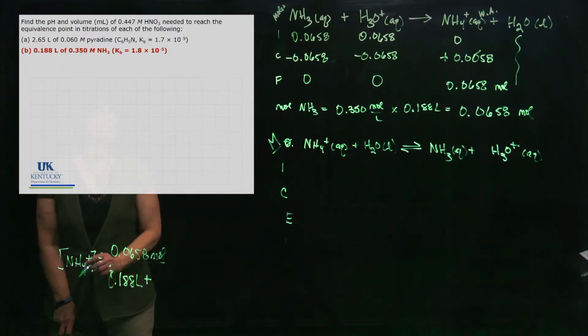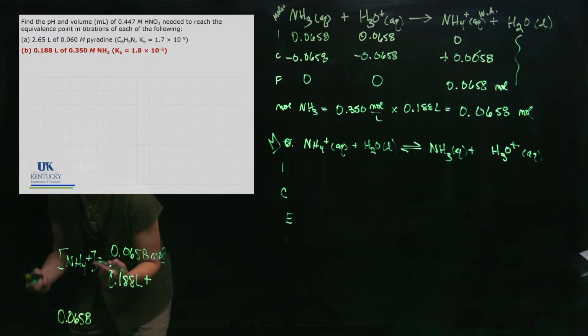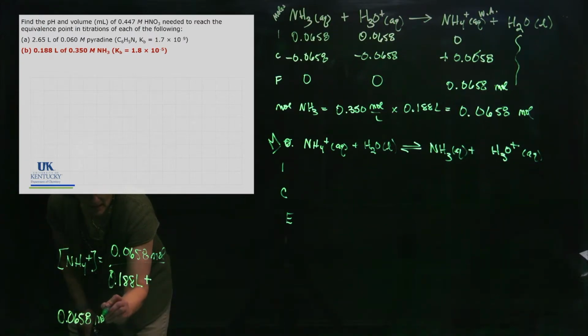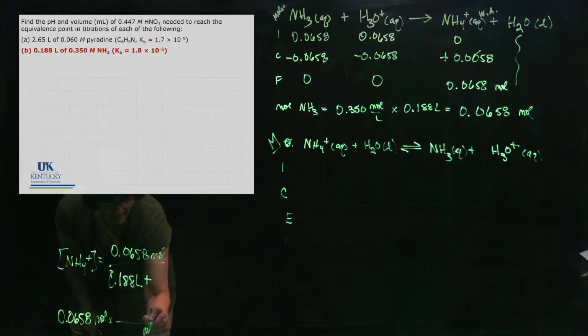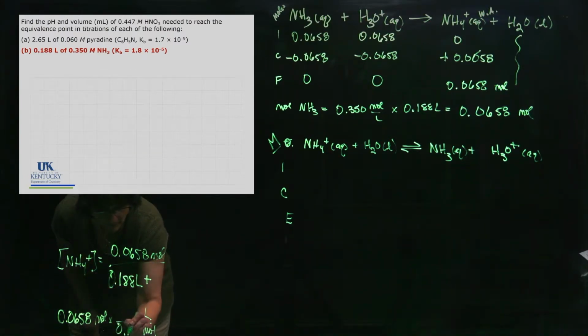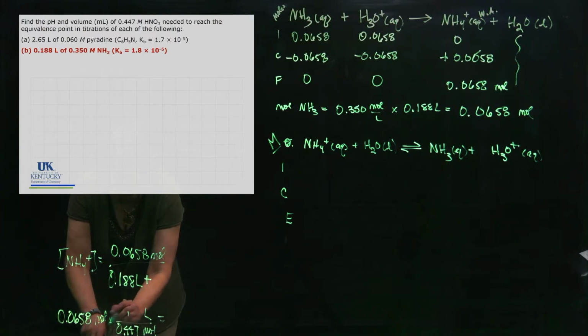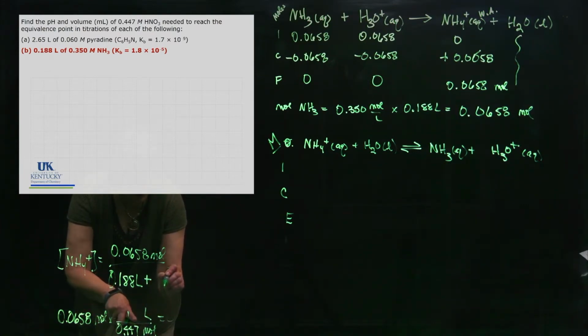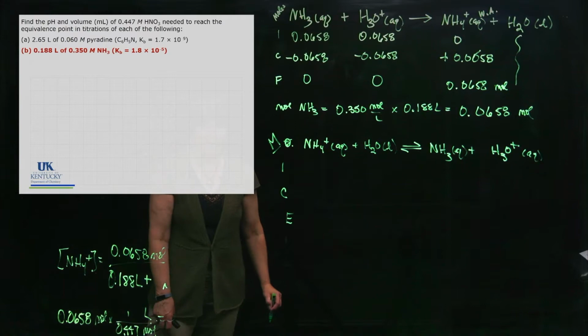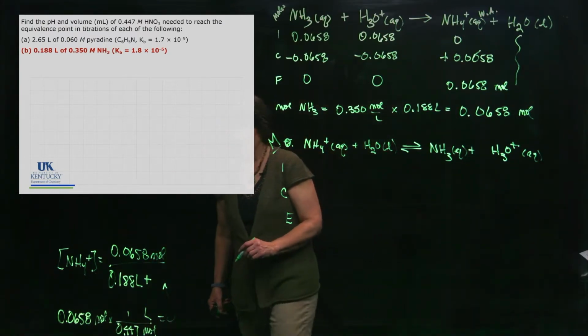The moles was 0.0658. That's how many moles of HNO3, or the nitric acid, I put in. Of the nitric acid, I know the molarity, and that was 0.447. And that is how I'm going to get moles. Moles are canceling. That's how I'm going to get the volume in order to put it here to get the total volume. When I divide those two numbers, what I end up with is 0.147.